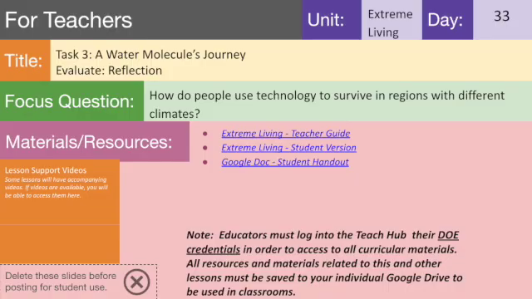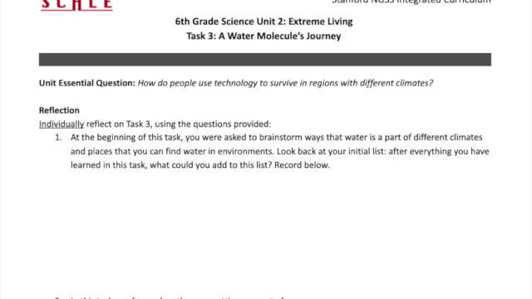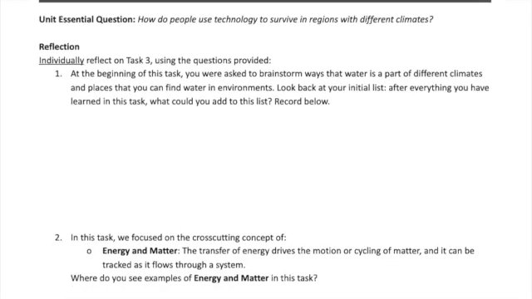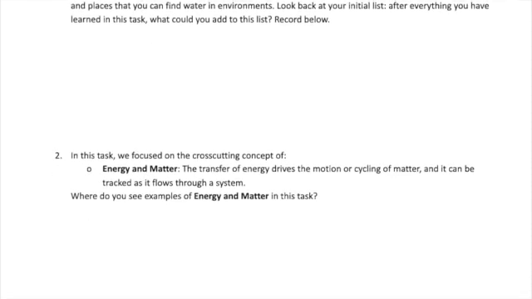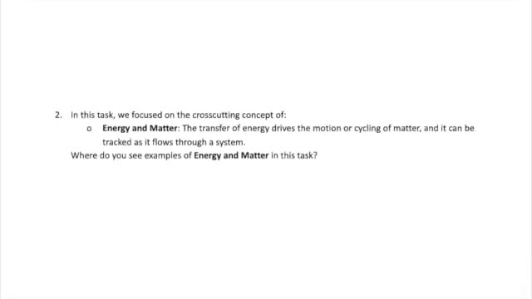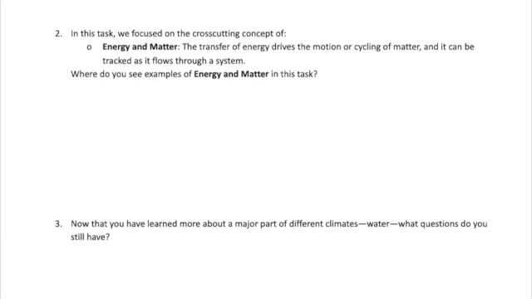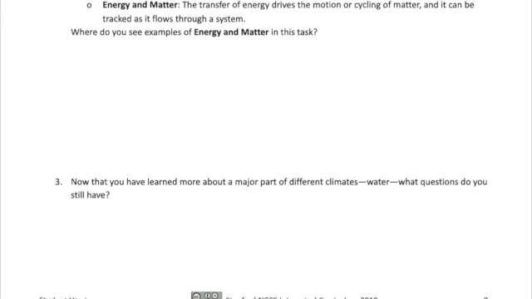On day 33, students will wrap up their work on task 3 with some reflection. Just as they did at the end of task 2, students will reflect on their learning during this task. First, they will add to the list they started at the beginning of task 3 by thinking of more ways that water is a part of different climates. Then, they can relate their learning back to the cross-cutting concept of energy and matter. Finally, they will generate questions about water, climate, or related topics.